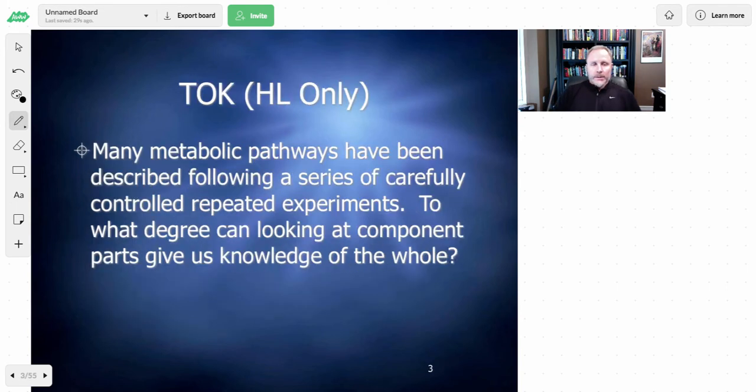Okay? If you're an HL student, here's a TOK question for you. Many metabolic pathways have been described following a series of carefully controlled repeated experiments. To what degree can looking at a component of parts give us knowledge of the whole? So for the TOK students, you can go ahead and write your answers to that one in your spot where you've been writing these other ones, and then we'll talk about these in class. And certainly if you're an SL student, you can write an answer down to this and we can share out in our discussion.